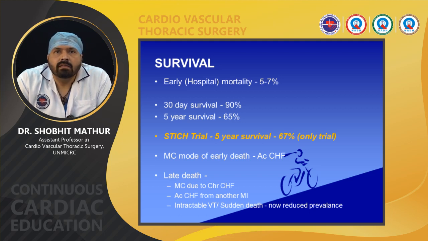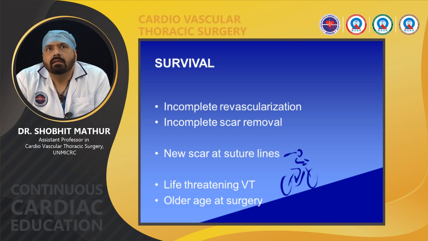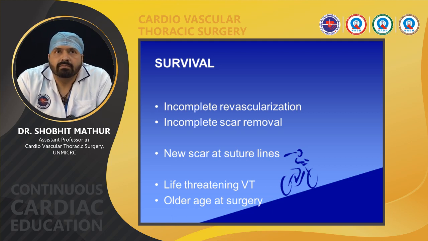The most common mode of early death is acute CHF. Late death can be due to chronic CHF or a second MI causing acute heart failure, and sudden death can be due to intractable VTs. Survival gets affected by incomplete revascularization. That means if undergrafting has been done, so we must always try to do the maximum number of grafts that are feasible, and we should avoid undergrafting.